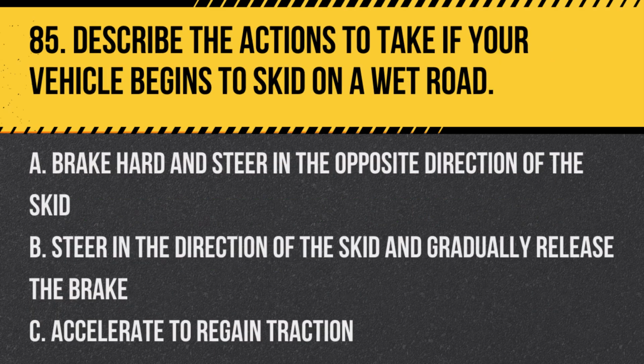Question 85. Describe the actions to take if your vehicle begins to skid on a wet road. A. Brake hard and steer in the opposite direction of the skid. B. Steer in the direction of the skid and gradually release the brake. C. Accelerate to regain traction. Answer: B. Steer in the direction of the skid and gradually release the brake. This helps regain control of the vehicle.